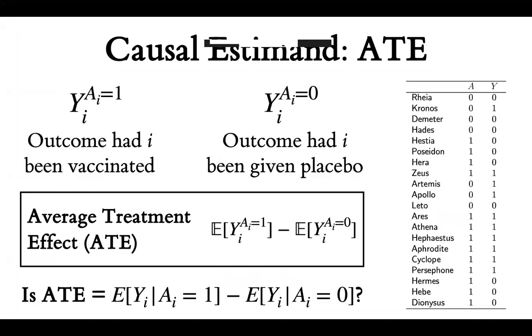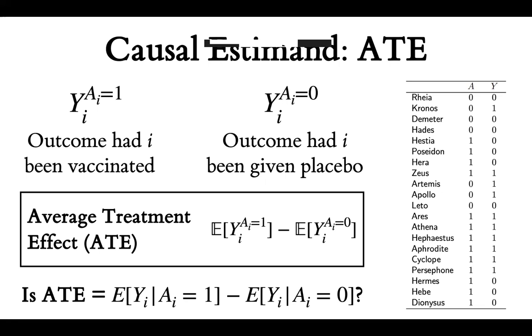The ATE is defined as follows. For every individual, again, you have two counterfactual outcomes: the outcome had they been vaccinated and the outcome had they been given the placebo. And those are the two subscript Y values that you're seeing here. I can use these counterfactuals to define my average treatment effect.